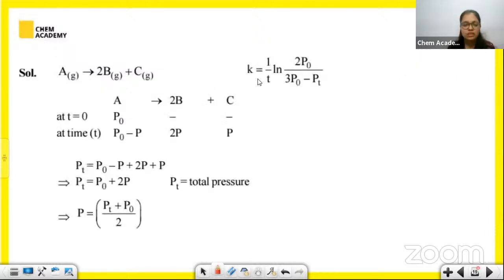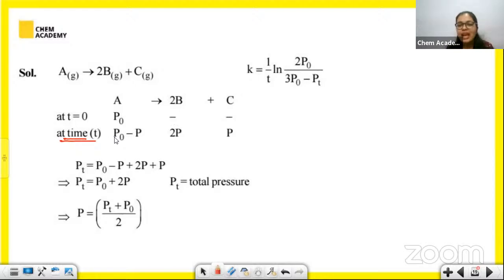So here, this is the equation that we've been given in the question. Now, the pressure of A was P0 at time t equals 0. But after some time t has passed, the pressure became P0 minus P. The pressure of B is 2P and the pressure of C is P.